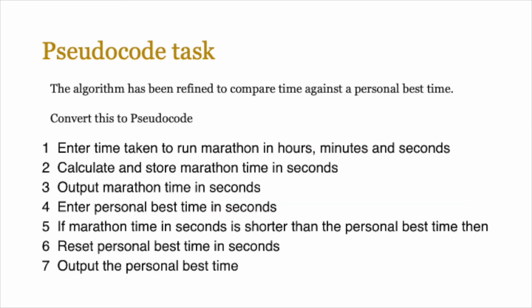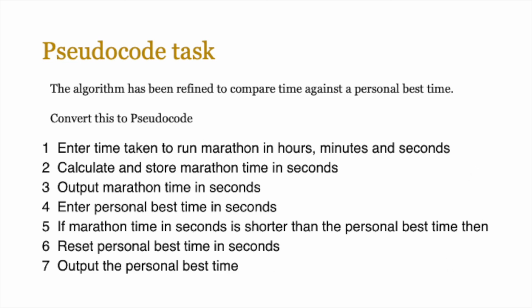Okay, so do share that with me, because we're now going to move on to the next part. We're going to extend the original algorithm to this new one. So now you enter the time taken to run marathon in hours, minutes, and seconds. You calculate and store the marathon time in seconds. You output the time, just like the previous algorithm, but then you ask the user for a personal best time in seconds, because they might have run a marathon faster. And if the marathon time in seconds is shorter than the personal best, then you reset the personal best time in seconds to the new one and output the personal best time in either case.